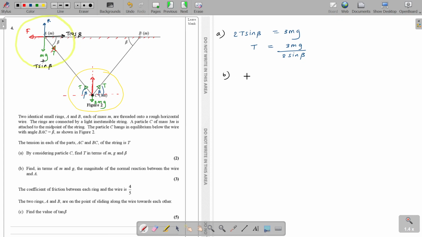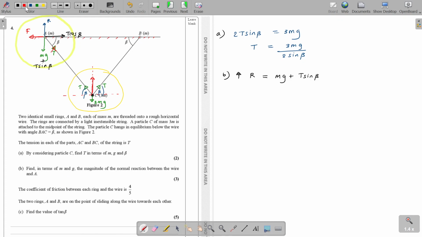For part B, we can go for the vertical equilibrium of ring A. So by using the vertical equilibrium, what do we get? Normal reaction upwards must be equal to mg plus T sin beta. Do you agree? The horizontal forces make no impact whatsoever on the vertical system. You know that perpendicular forces do not make any impact. So only the upward forces must be in balance with the downward forces to be in equilibrium. Do you get me?